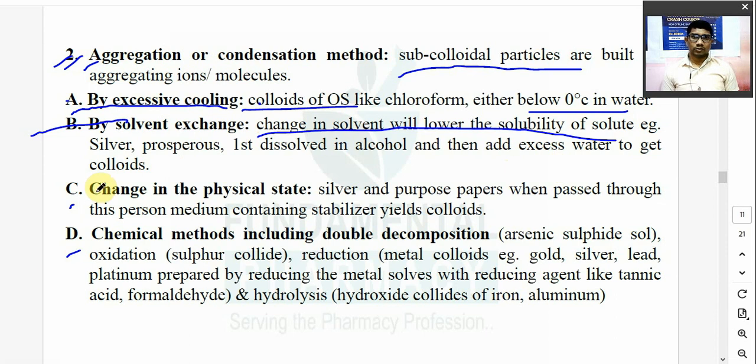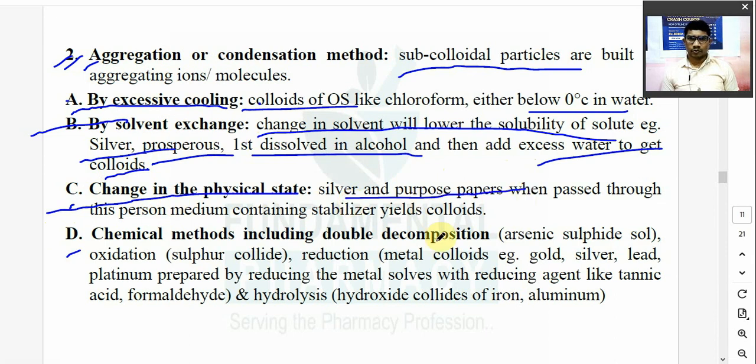So by this method, sulfur and phosphorus colloidal solutions are made. First they are dissolved in alcohol and then excess of water is added to get colloids. That is the solvent exchange method. Then change in the physical state: silver and phosphorus vapors, when they are passed through a medium containing stabilizer, will give you colloids.